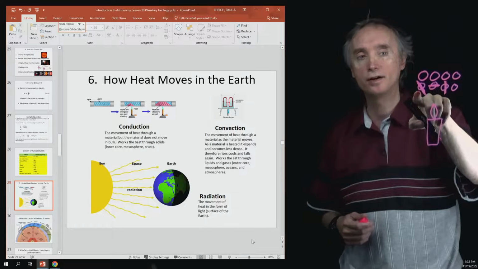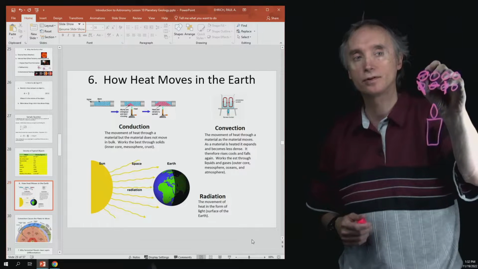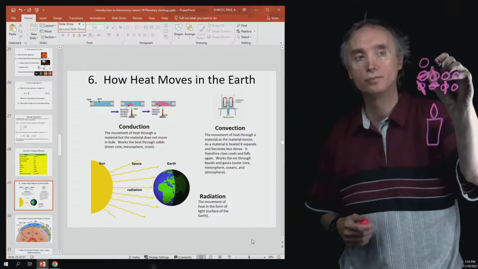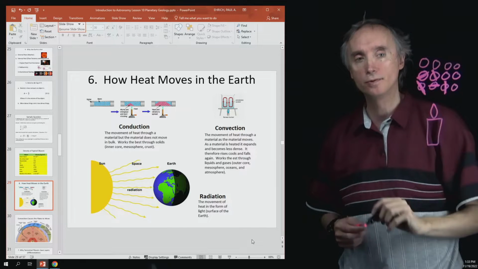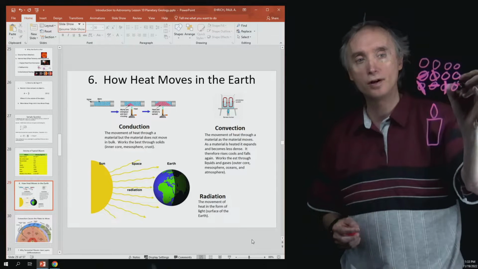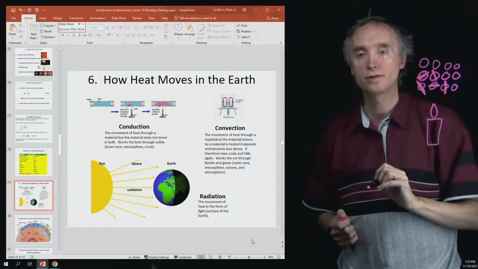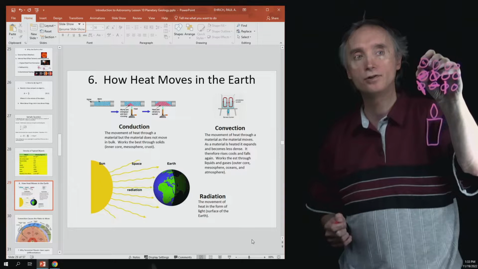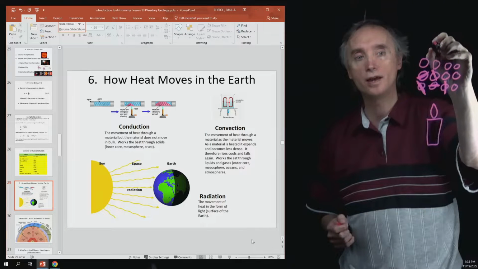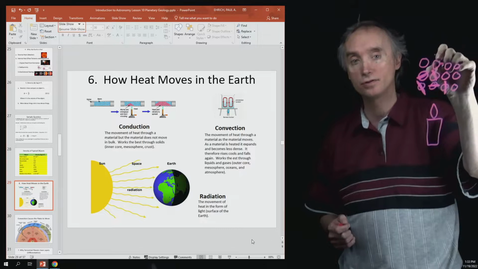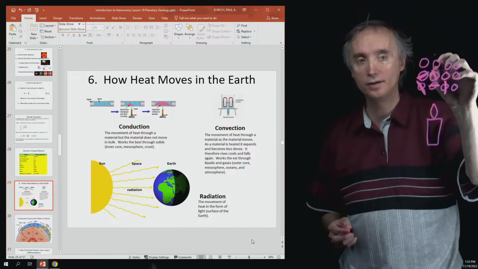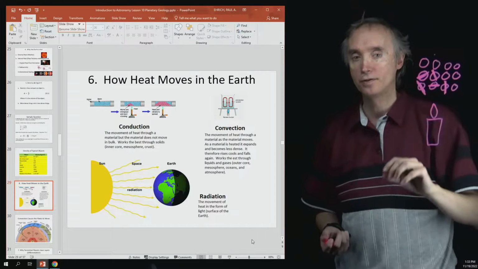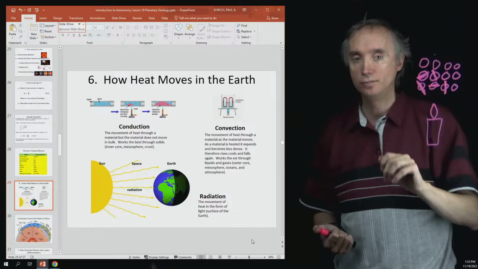So as these start to vibrate, then these atoms start to vibrate. And then as these atoms start to vibrate, let's say maybe there's some more atoms up here, it will cause them to vibrate. So notice that the vibrations are going to be traveling through the material, and then when it gets up to the top here, those vibrations, that energy might go into the air and start the air to move. So conduction is the movement of heat through a material, but the material doesn't move very far.